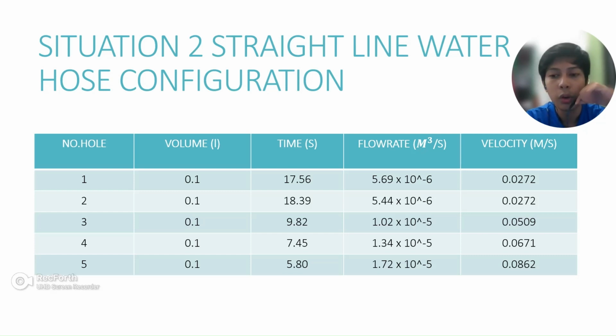And for the velocity, we can use the formula V equals 4Q divided by pi d square, where Q is equal to the flow rate and D is 16 millimeter, but we must convert it to meter, which we must divide by 1000 also.